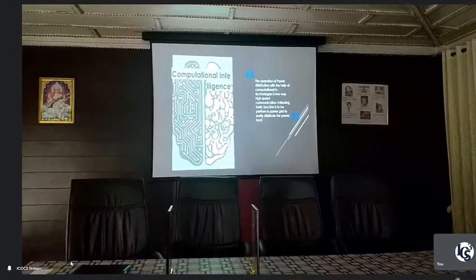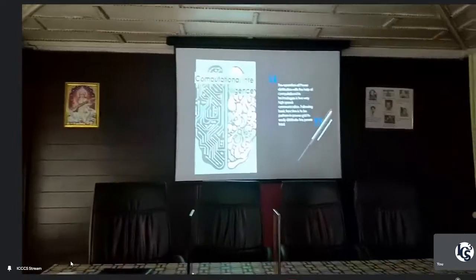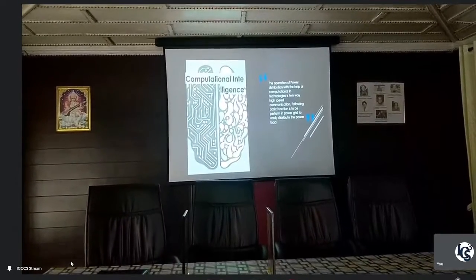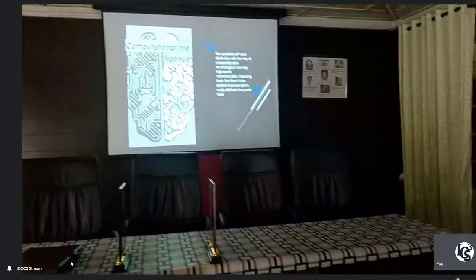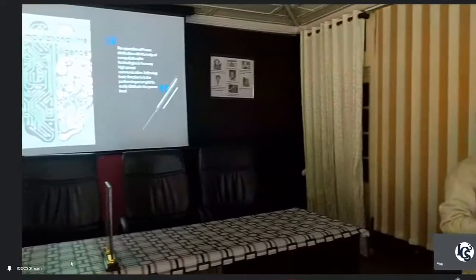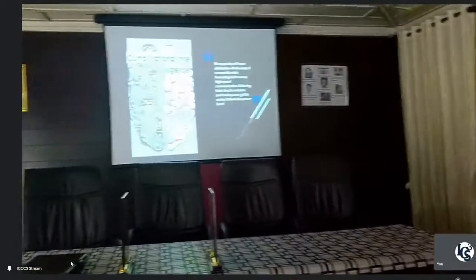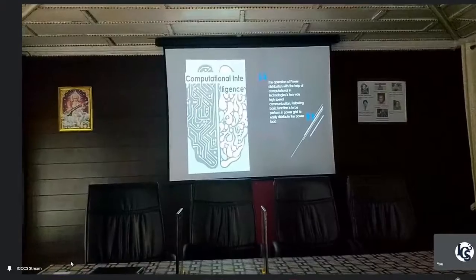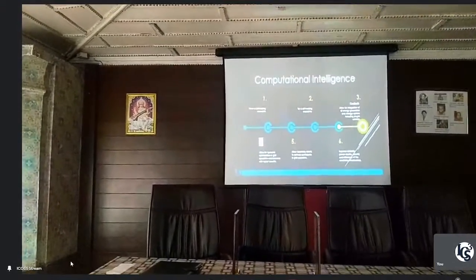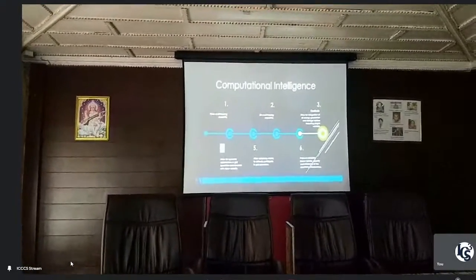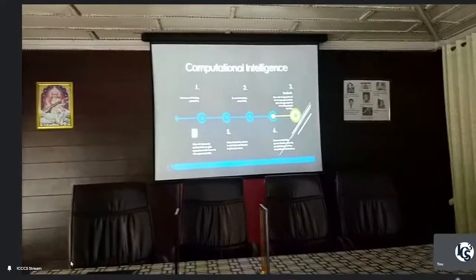Thus, what is our basic need? Our transmission should be accurate, meaning there should not be any data loss or transmission loss. With the help of computational intelligence, we are doing this. Now, there are four methods.